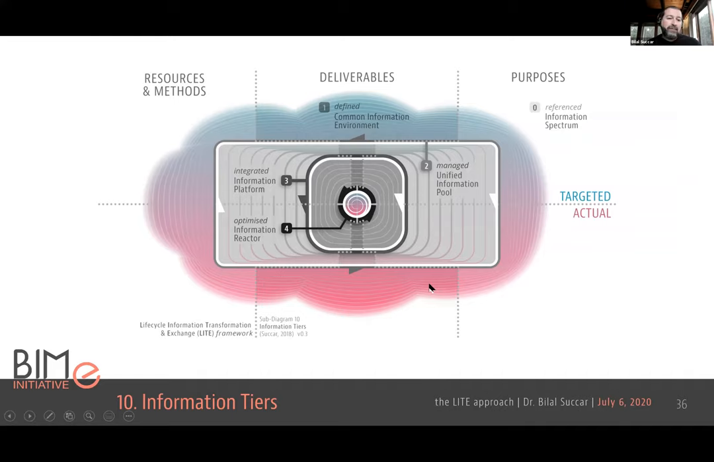So not all information is needed. And for the information that is needed, some of it just needs to be collated in a harmonized way. Other information needs to be managed through a system, and others need to be integrated. And of course, further optimized.